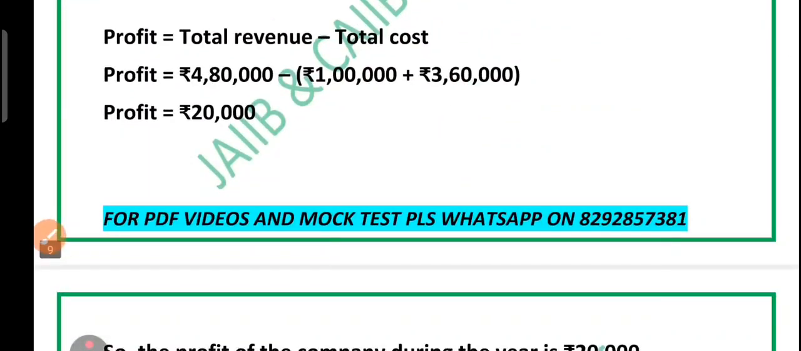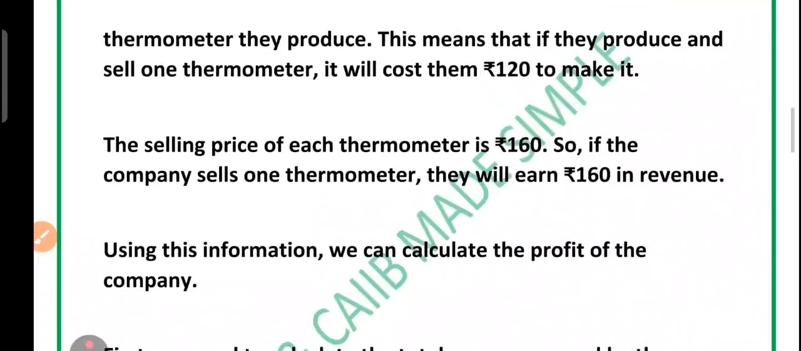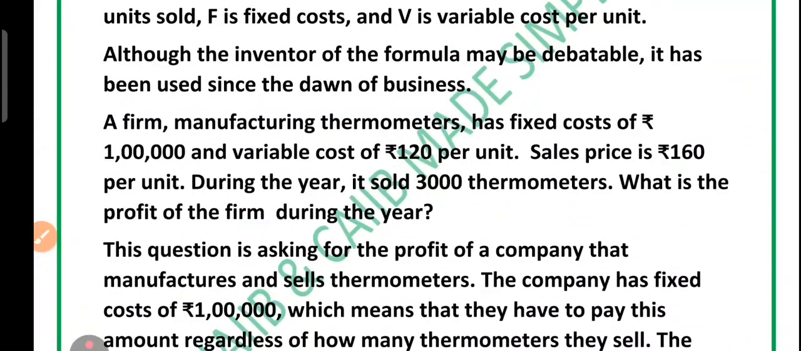The final result is 20,000. You can see it here. There is an alternative quick method also, which you can apply to solve this problem. What you need to do in the quick method, let me explain. You just do one thing.